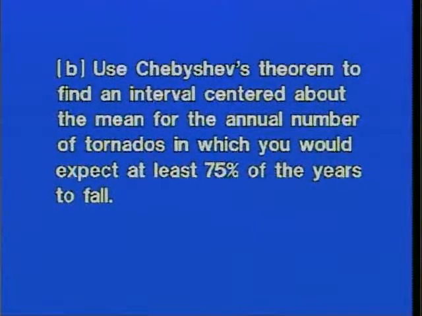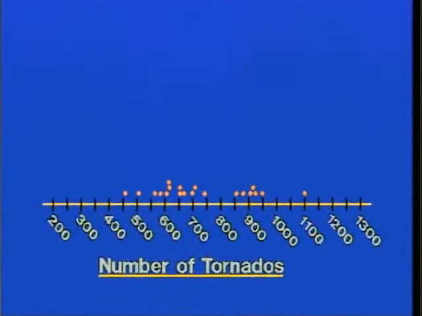The next part of the problem says to use Chebyshev's theorem to find an interval centered about the mean for the annual number of tornadoes in which you would expect at least 75% of the years to fall. Now, we know from our discussion of Chebyshev's theorem a little bit earlier that at least 75% of the data values will fall within 2 standard deviations of the mean.